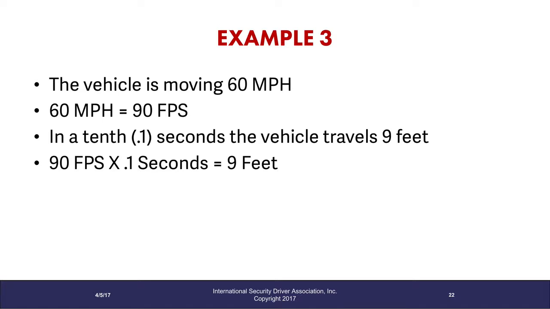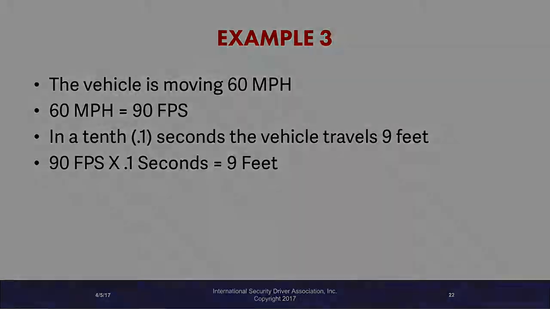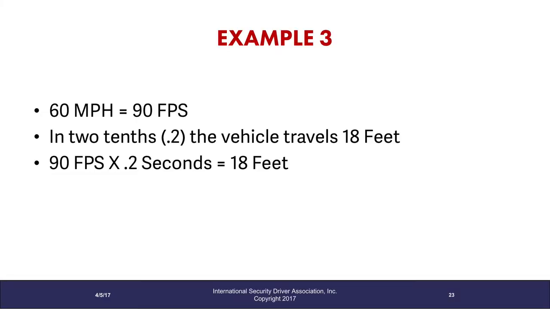Vehicle traveling 60 miles per hour, 90 feet per second. In a tenth of a second, the vehicle moves 9 feet. We got that by multiplying the 90 feet per second by a tenth of a second. Let's do one more. Same scenario. 60 miles per hour, 90 feet per second. Now the question is, how far do you travel in 0.2 of a second? Multiply 0.2 times 90 feet per second, and the answer would be 18 feet. Hence, at 60 miles per hour in 0.2 of a second, you travel 18 feet.